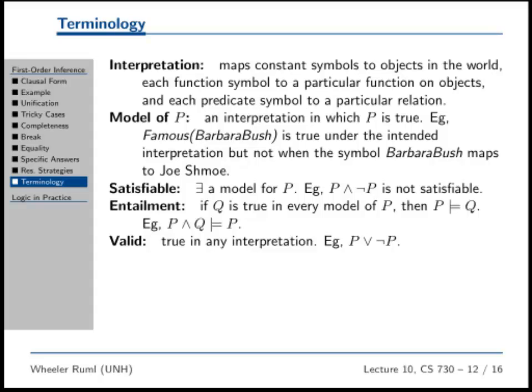But now everything else is pretty much the same. So a model is an interpretation in which the knowledge base is true, or the theory. People also call those things theories. And something is satisfiable if there exists a model for it. And entailment is exactly the same. If Q is true in every model of P, P entails Q. And something's valid if it's true in every interpretation.